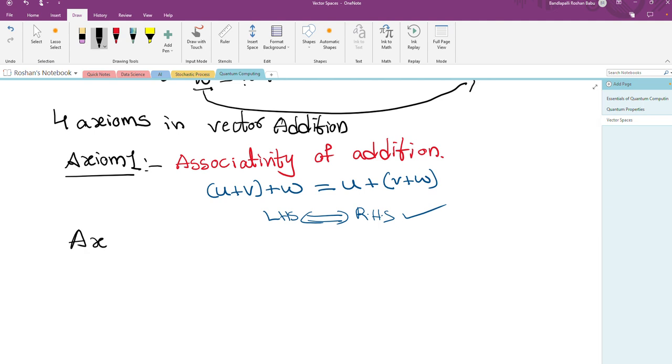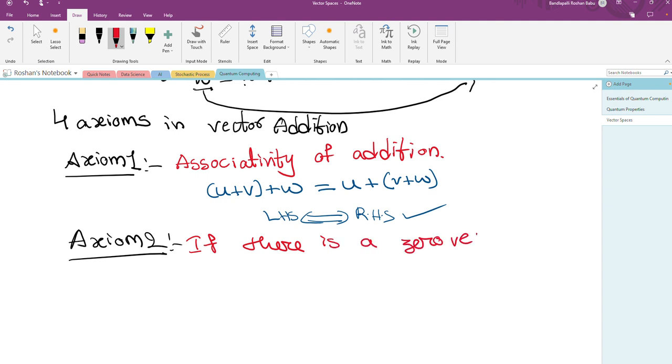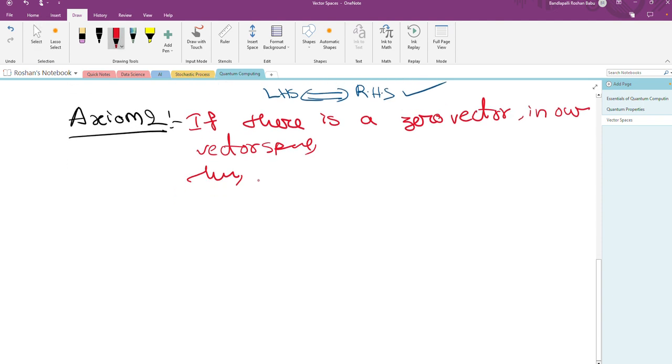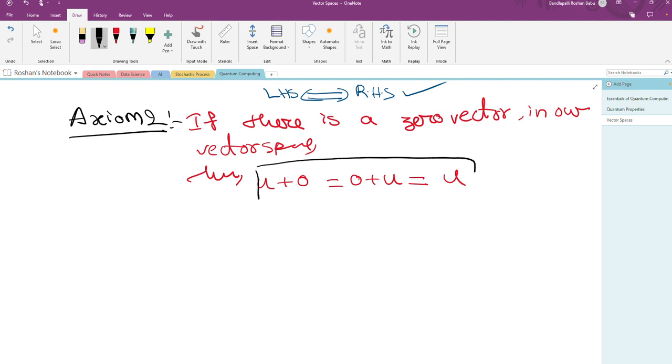Next, axiom 2. If there is a zero vector in our vector space, then addition of u plus 0, and 0 plus u, should result in u. Okay.